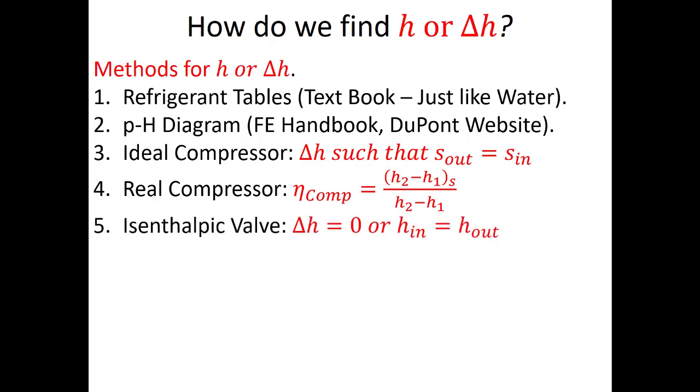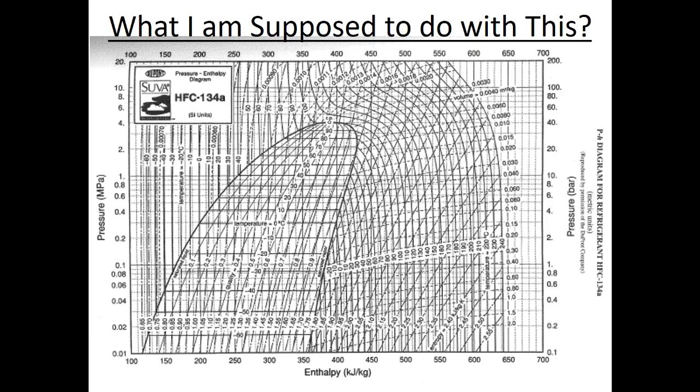If we try to fix the state across the isenthalpic valve, we need to make use of the fact that it's assumed to be isenthalpic. That means that H at the inlet is equal to H at the outlet. So I said that we'll learn how to solve these particular cycles graphically. And the way we do that is with one of these SUVA tables or a pH diagram.